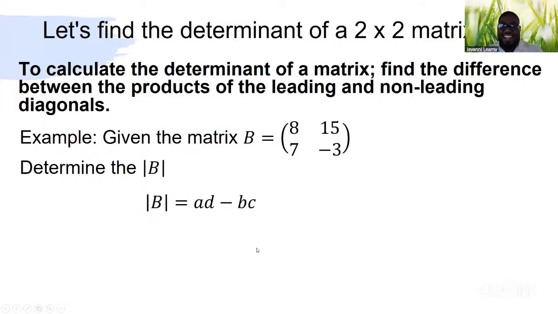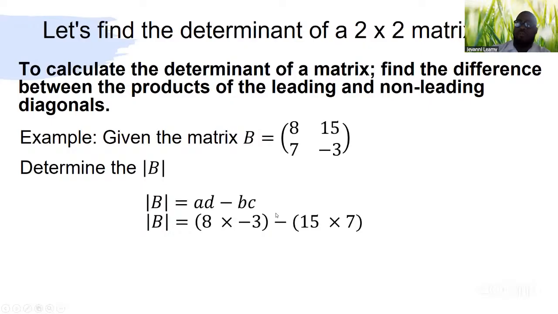And yes, you can use the calculators. I did say you can use the calculators. 105. All right, 105. Now, remember that there is a minus sign. That is why they say difference. So we have -24 minus 105. Now, what does that give us for the determinant of B? Once you see the matrix B with two vertical lines on either side of it, it means the determinant. And we get -129.